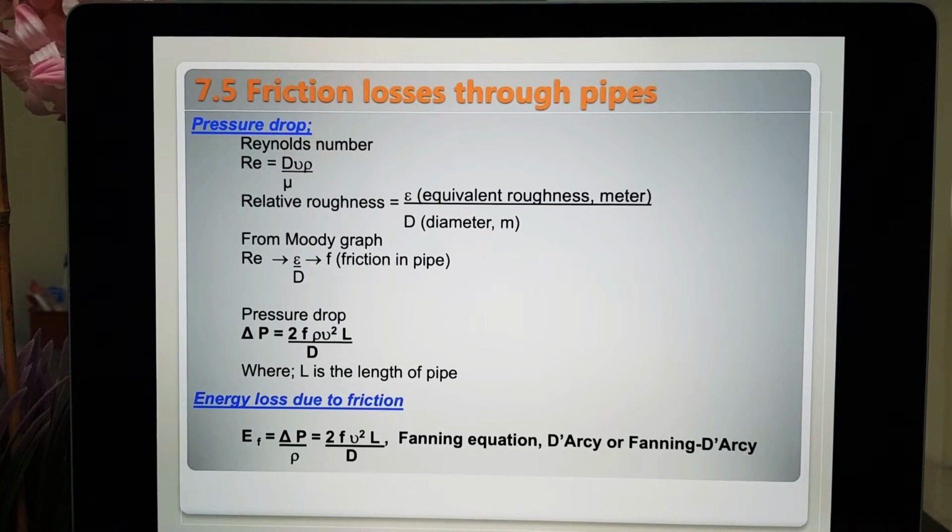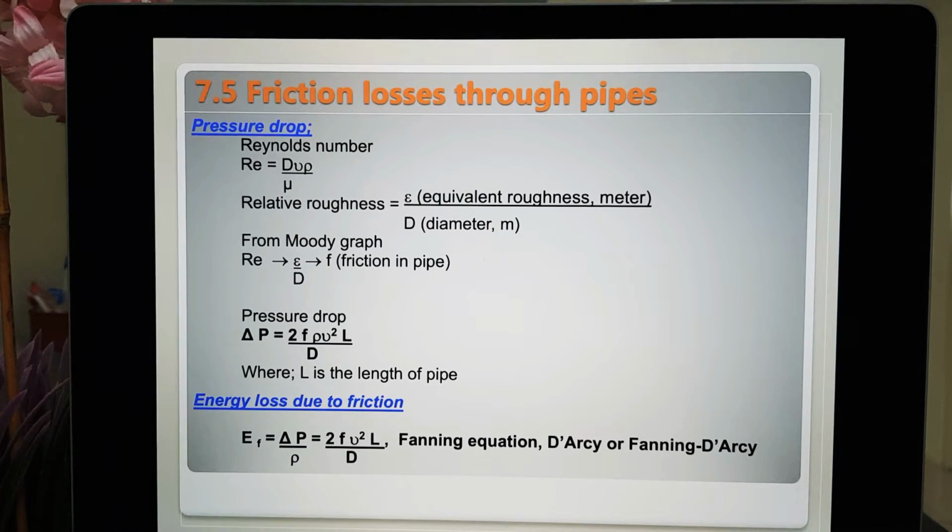Now we move on to the friction loss through pipes, because it is very common for the tubing to have friction along the line. Sometimes there will be accumulation of deposits that stick on the inside wall of the tubing. So at certain areas we need to calculate the friction that is being lost throughout the piping system. What you need to do is calculate the pressure drop.